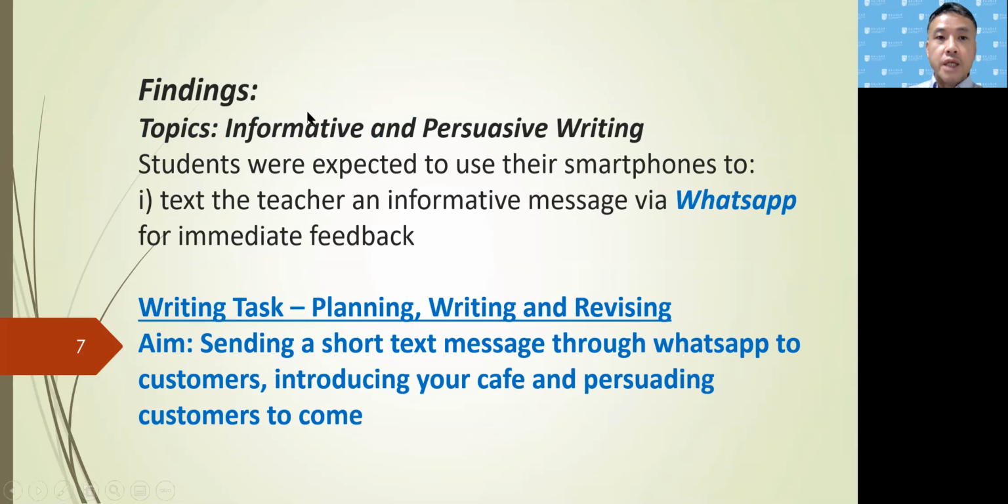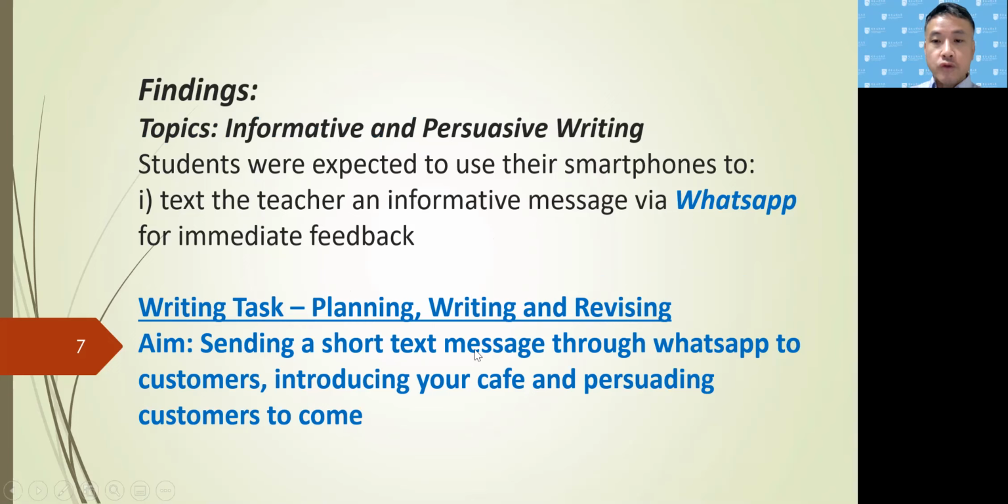First, I focus on informative writing. Students were expected to use, for example, their smartphones to text the teacher an informative message via WhatsApp. Because students nowadays have smartphones in class, they might browse other websites and probably be distracted. So that's why students are expected to use their smartphone, but use WhatsApp, for example, in this case, and then text the teacher when students carry out this task.